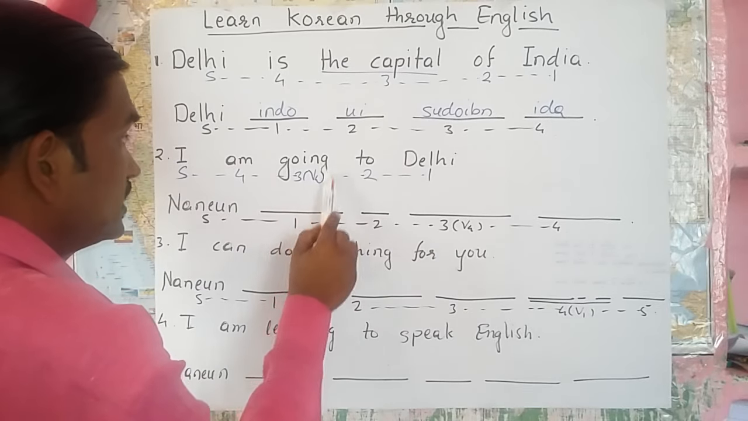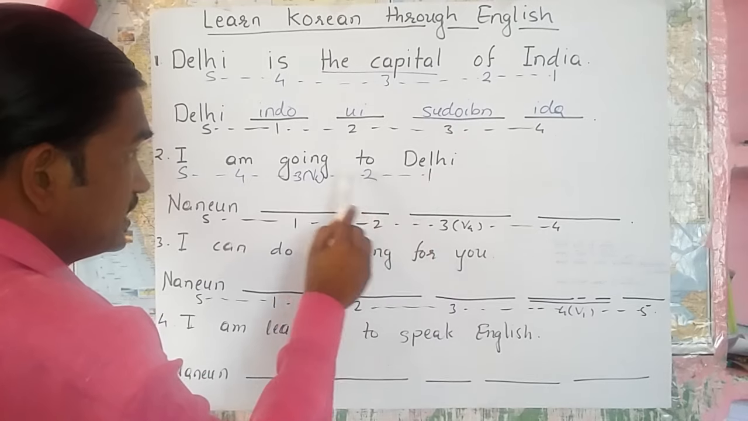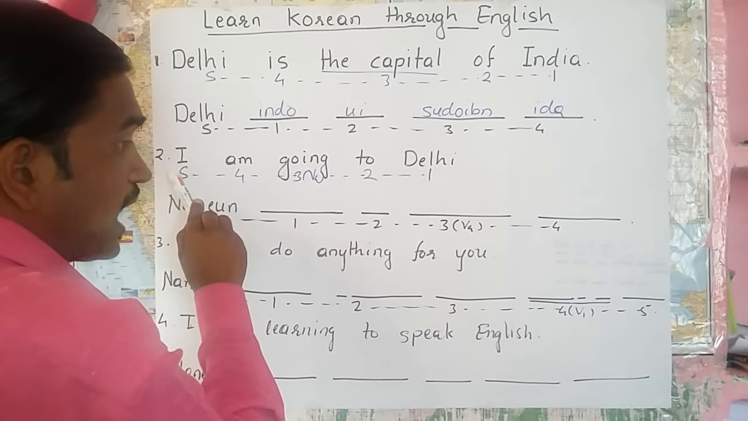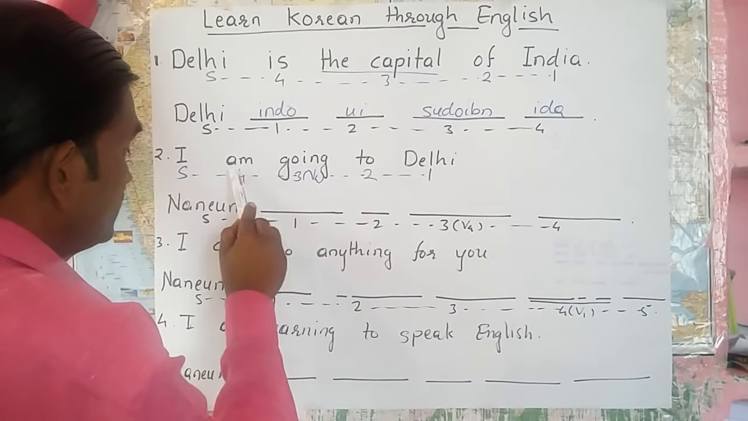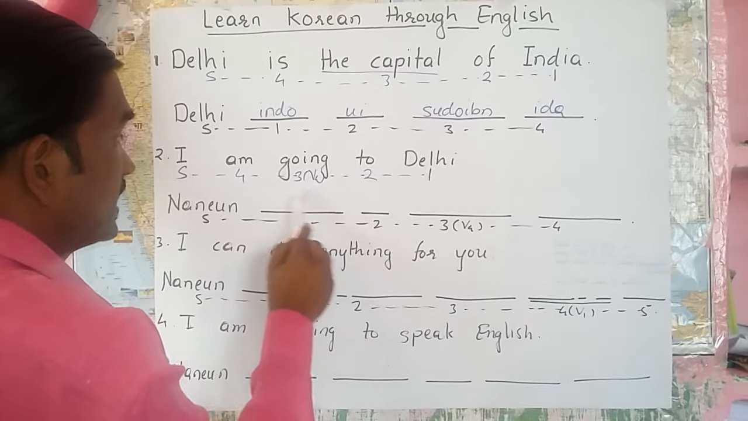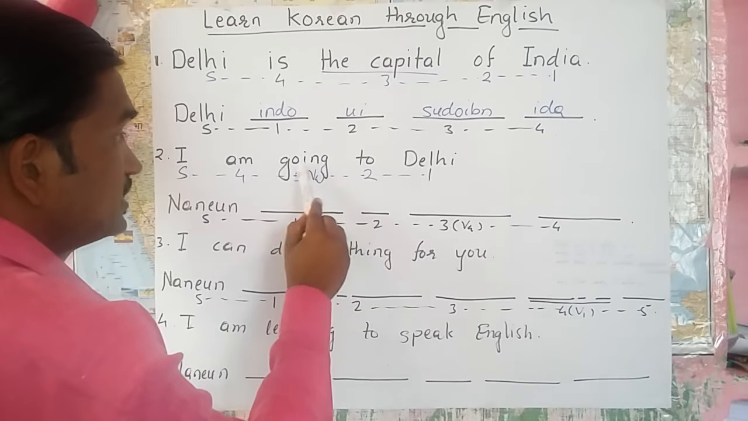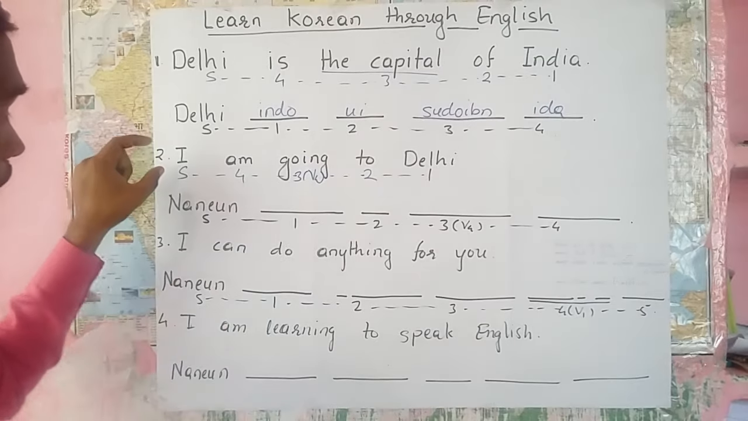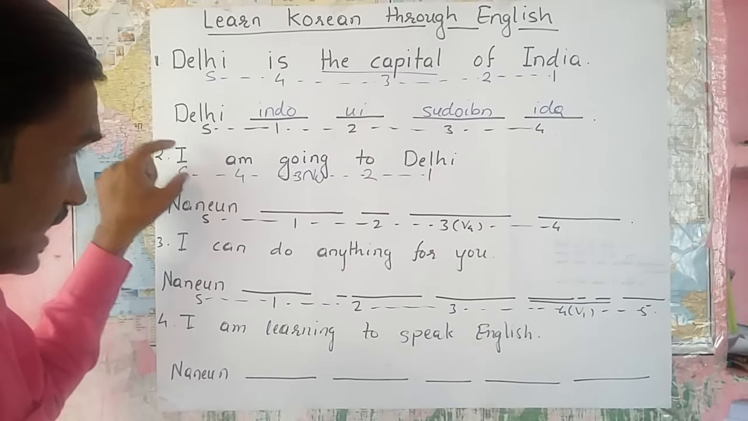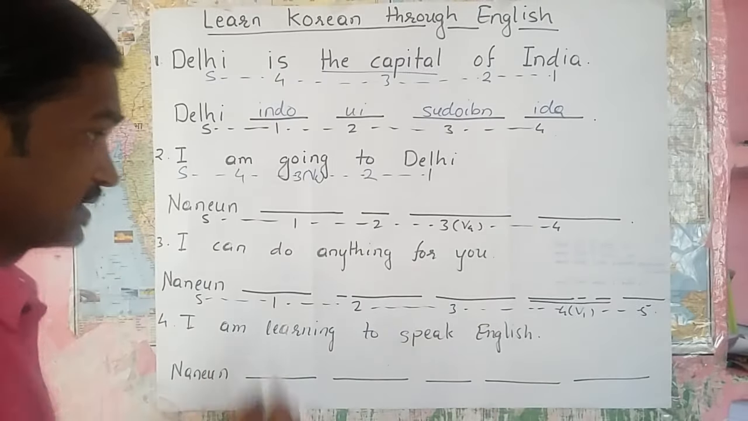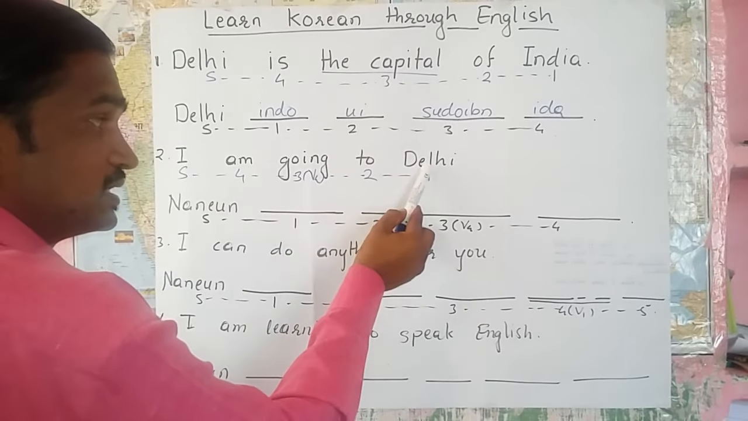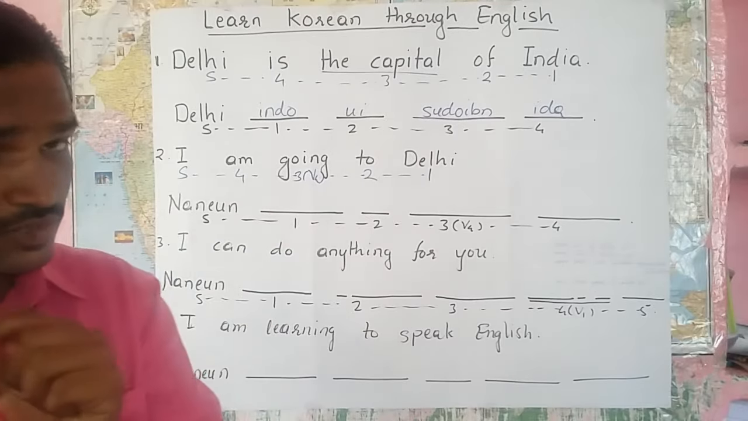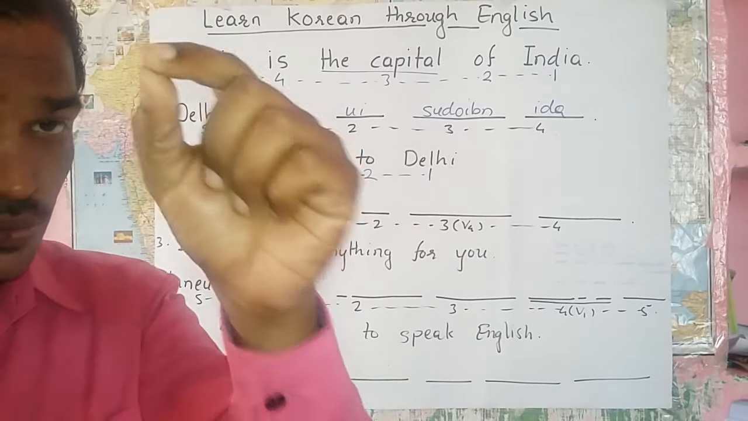Nanyun, Delhi, Jinhaing Ida. Now what you have to do? You have to pause the video and looking at this English sentence, I am going to Delhi, you have to try to speak this sentence in Korean 10 to 20 times, such as Nanyun Delhi Jinhaing Ida. Now pause the video and try yourself to speak this sentence in Korean 10 to 20 times.